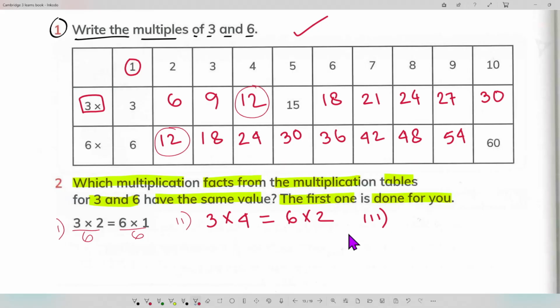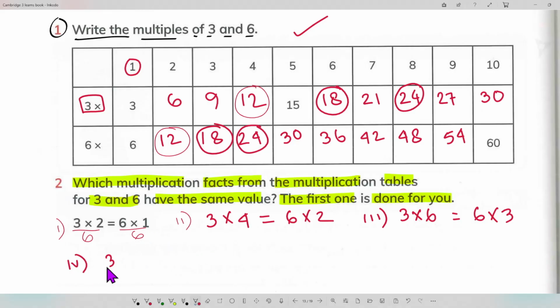Third one, let's check. Here is 18 and also here is 18. So this 18 comes from 3 times 6, and this one is 6 times 3, the same answer. Again here is 24 and also here is 24. Fourth one will be 3 times 8 and here 6 times 4 is the same answer.